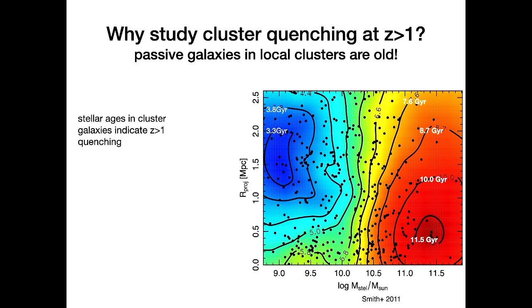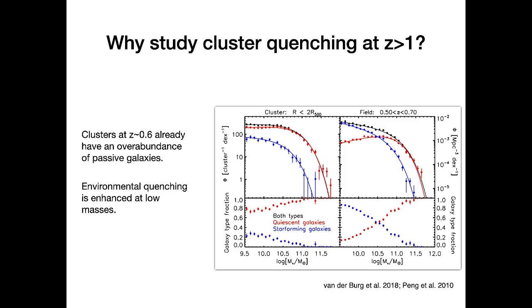So if you want to find out what quenched the passive galaxies in clusters today at any mass higher than around 10^10, you need to go to z greater than 1 to find that out. Now you can go a little bit higher in redshift just to see how things change, to z of 0.6 or so. This is from a paper by Remco van der Burg using Planck clusters, where he measured the mass function in Planck clusters and compared them to those in the field.